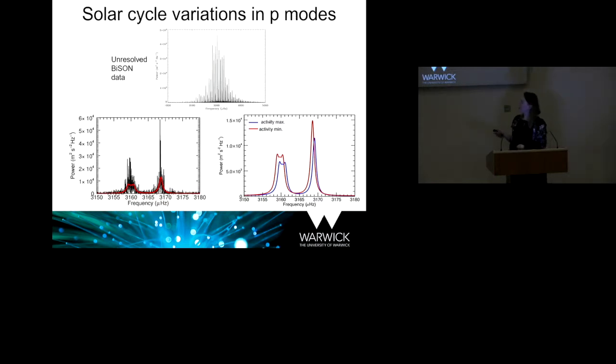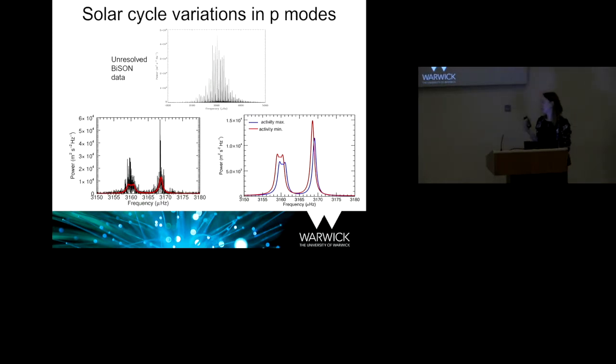Now, if we take a time series that was observed at cycle minimum and a time series observed at cycle maximum and compare the two, you can immediately see there's a difference. So the blue is from activity maximum, the red's from activity minimum. And you can see that there's a change in frequency in between the two. There's also a change in amplitude, and actually the width of these profiles has changed as well. Today, I'm going to concentrate on the change in frequency between the two.